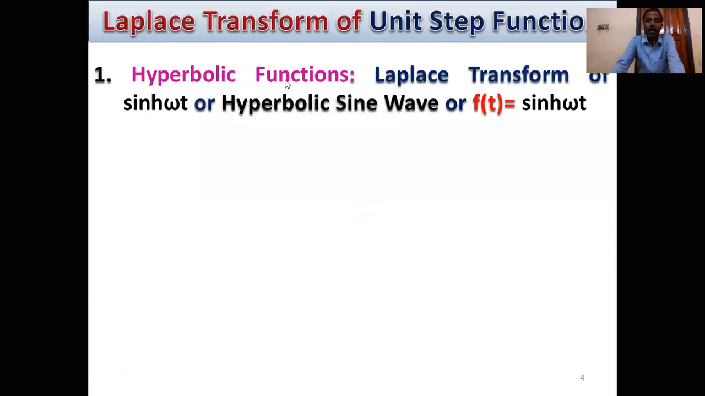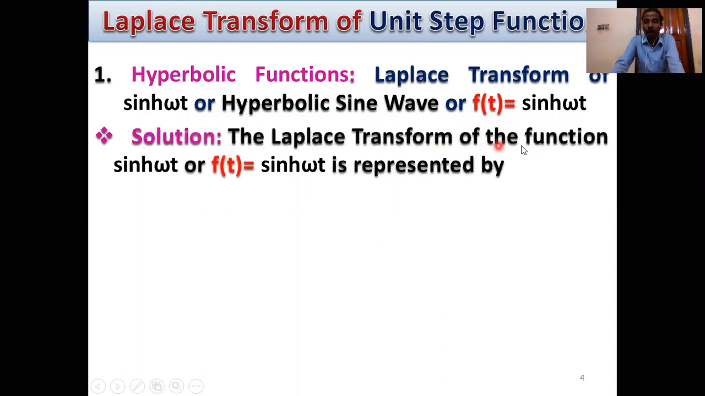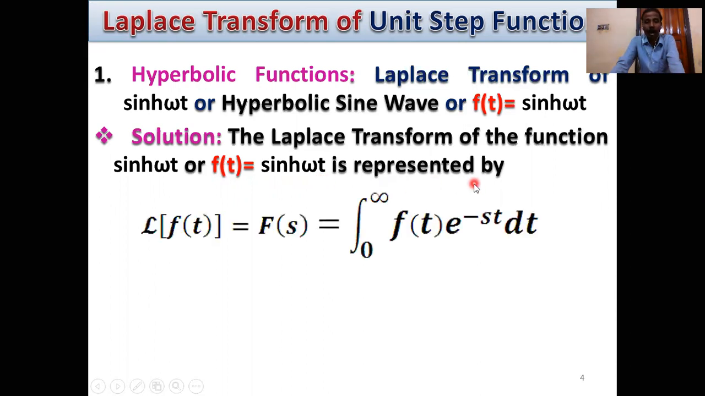Then the hyperbolic function: Laplace transform of sinh(omega t), or hyperbolic sine wave, f(t) = sinh(omega t). This is our problem, where f(t) is the sine hyperbolic function. So what is the Laplace transform solution? The Laplace transform of f(t) = sinh(omega t) is represented by the definition: F(s) = integral from 0 to infinity of f(t) e^(-st) dt.